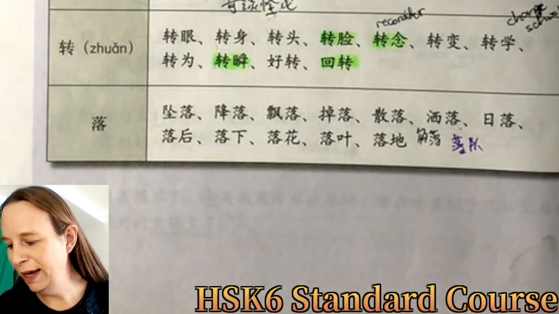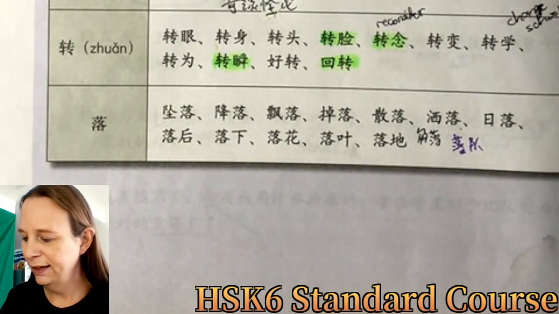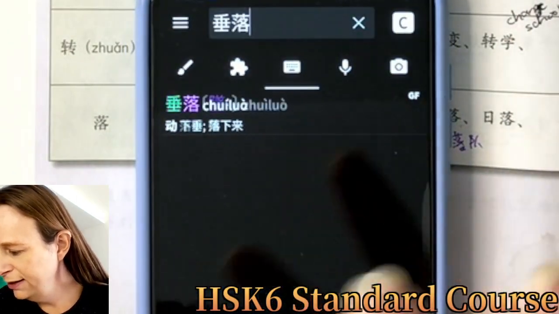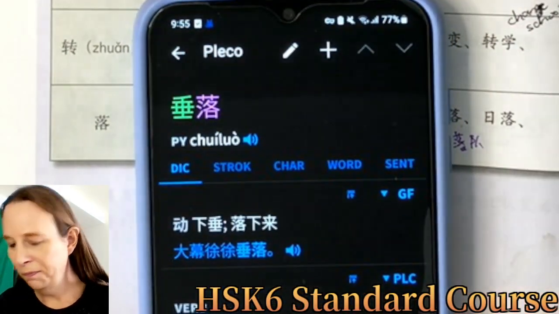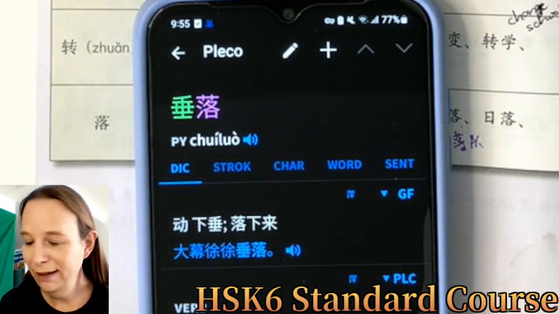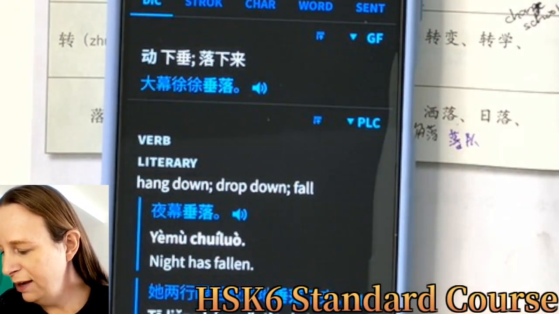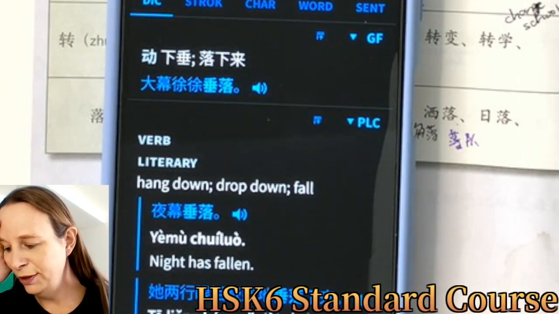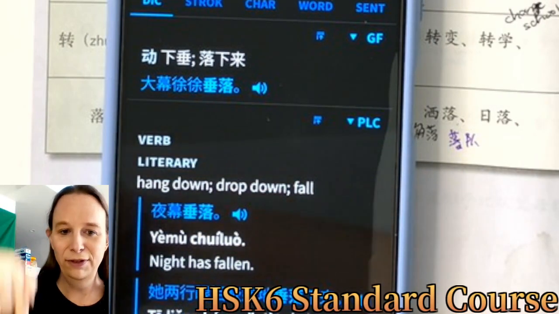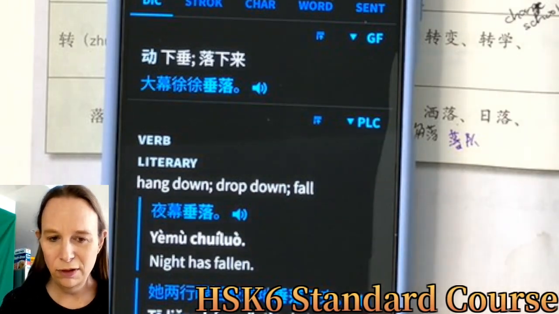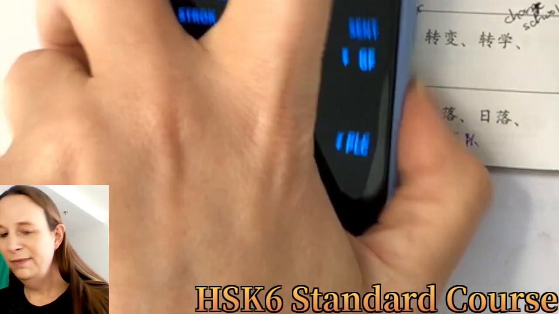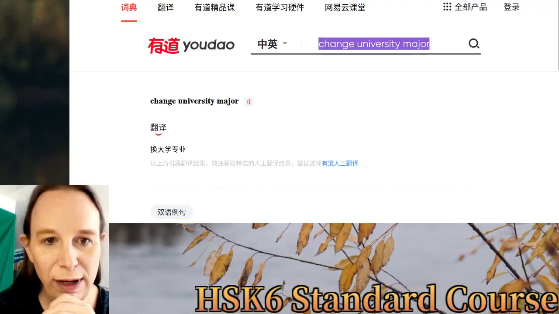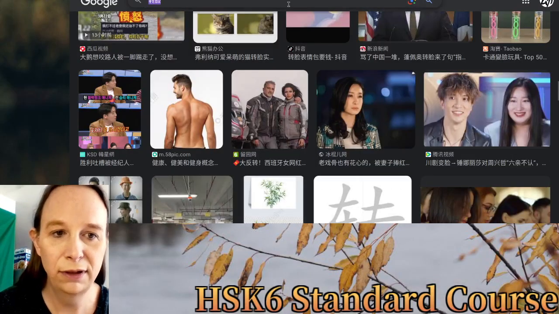Is there a 掉落? Let's ask my dictionary. 掉落, is that a word? Yeah, this is what I would use for drooping. 掉落. Actually, 掉落 is also falling as well. So it's not just drooping, but also falling. Yeah, so maybe I should think of 掉落 more as falling.